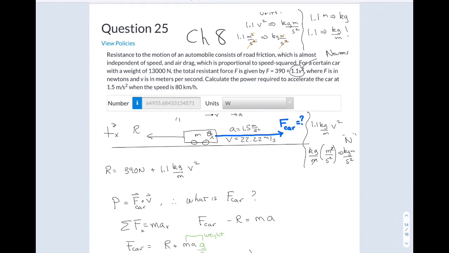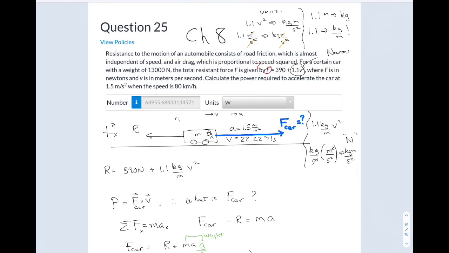Okay, here's number 25. Basically they give you a car, and they tell you there's a drag force, a resistive force, and I don't want to use F, so I'm going to call this resistive force R. This is my resistive force. It could be due to air drag or whatever.